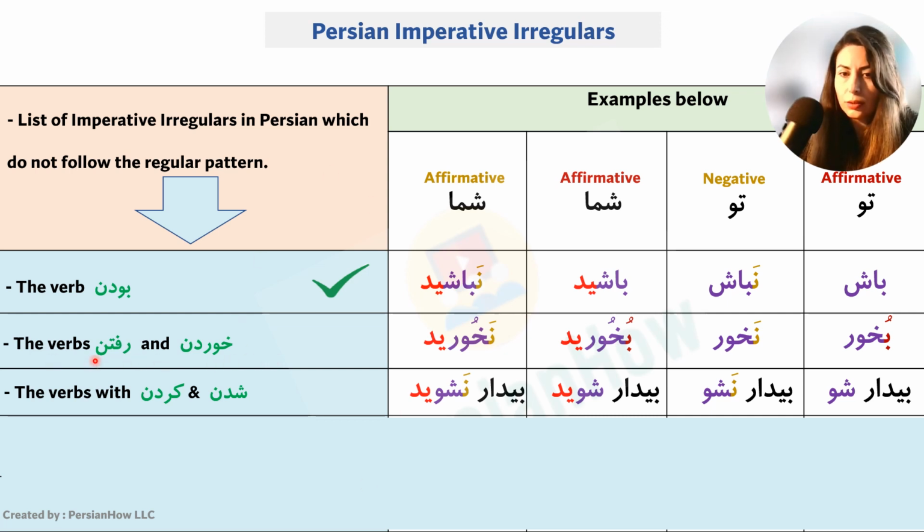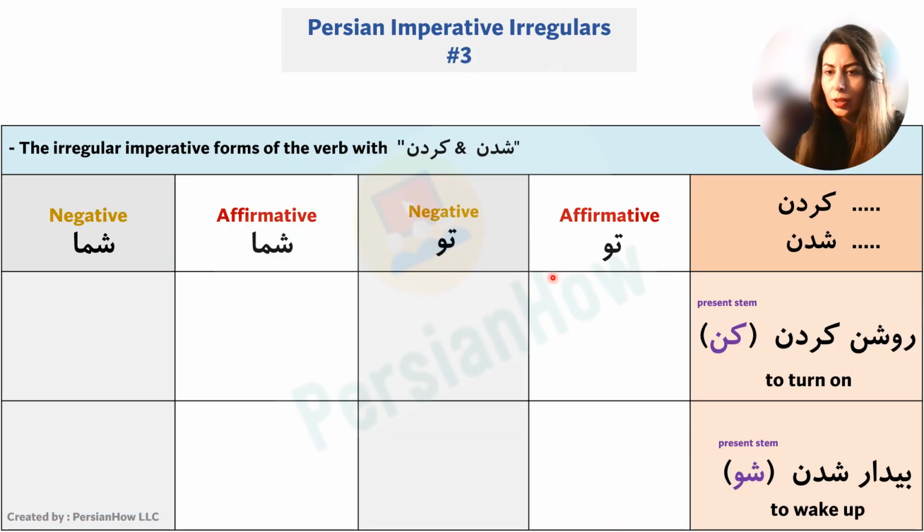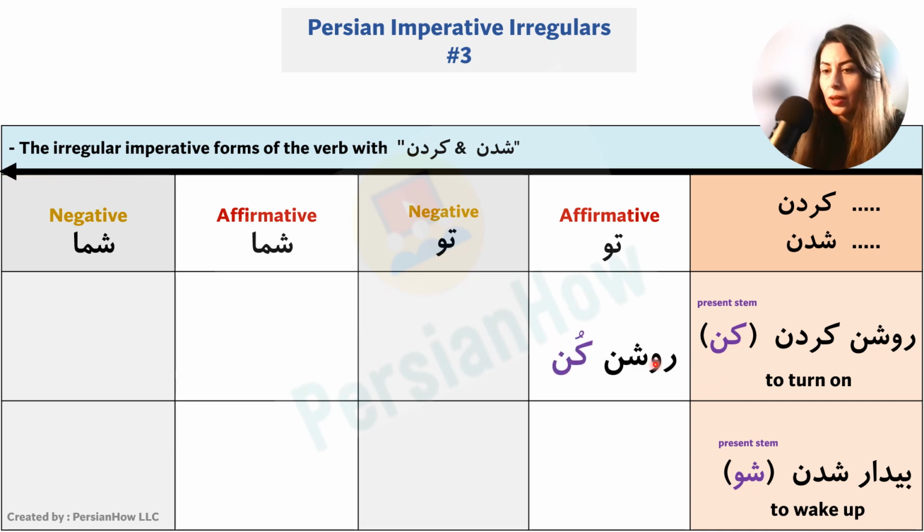We covered this one, the verbs خوردن and رفتن, and now we are going to take a look at verbs with the verbal element شدن and کردن. So verbs with the verbal elements شدن and کردن, any verbs. But I have two examples here. For example, the first one, روشن کردن, to turn on. So کن is the present stem. So for the imperative form, we do not add be to the present stem, to the verbal element. We just say روشن کن. We usually don't say روشن بکن.